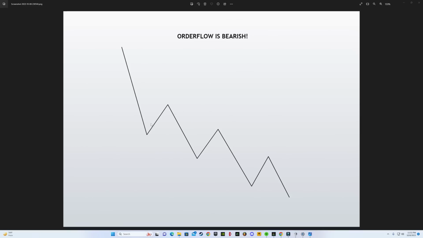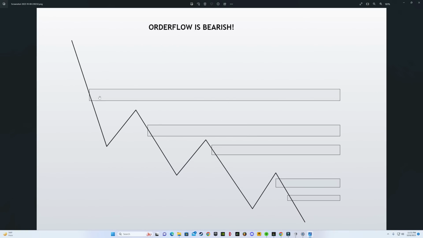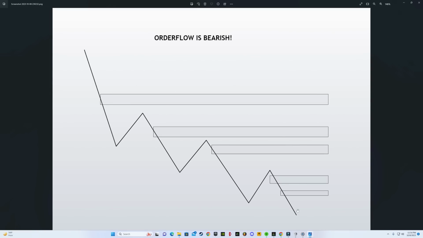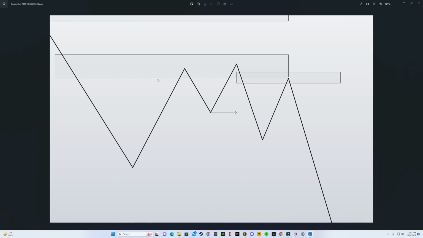Now, once you have identified the order flow, all you simply want to do is mark out every single order block that is there. So let's say that the price is right here at the moment. You want to mark out an order block here. I would mark out an order block here, and then there's going to be an order block here. I would mark it here and here and here. Now, once you have marked out the order blocks, all you want to do is wait for price to come back into your order block.